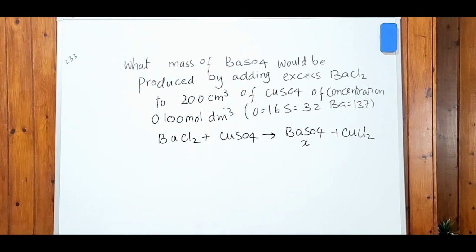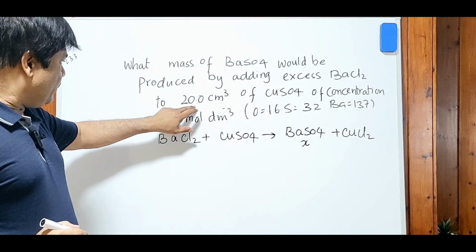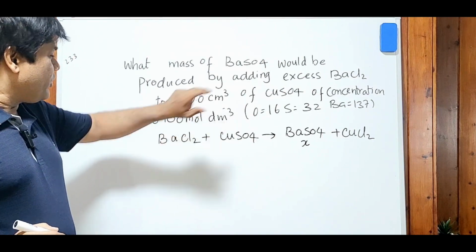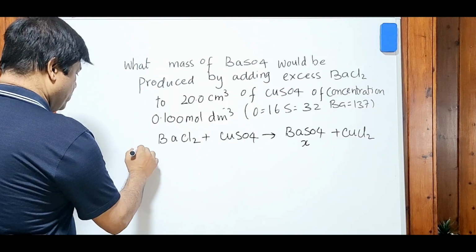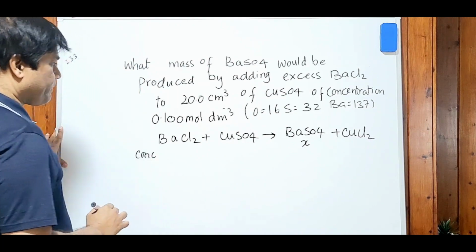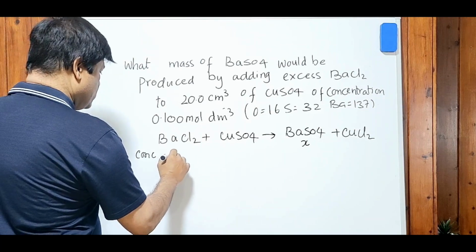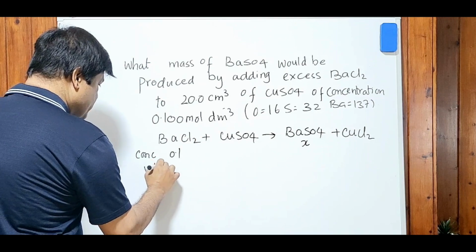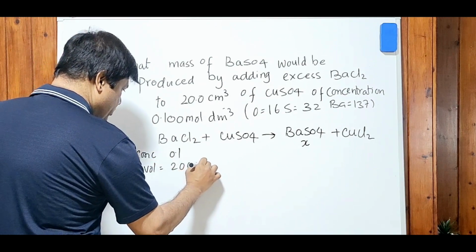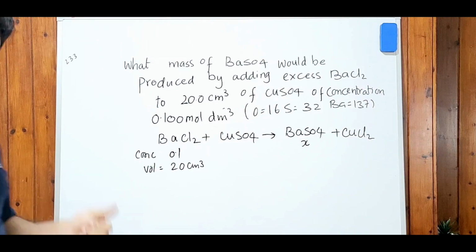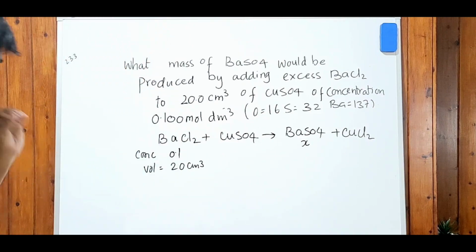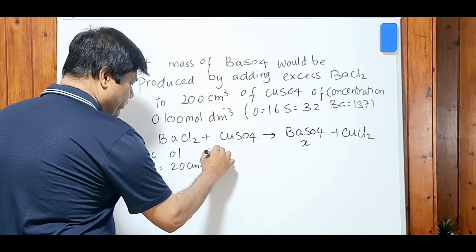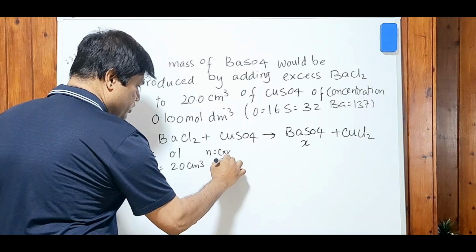And what is provided in that question? We have 20 centimeter cube of barium chloride. So conc of barium chloride is given, which is 0.1, and volume of barium chloride is given, which is 20 centimeter cube. So guys, whenever we have a conc and a volume, the best thing is that you have to work out the number of moles of barium chloride. So n equals C times V over 1000.